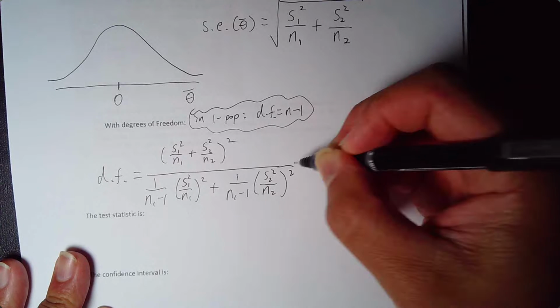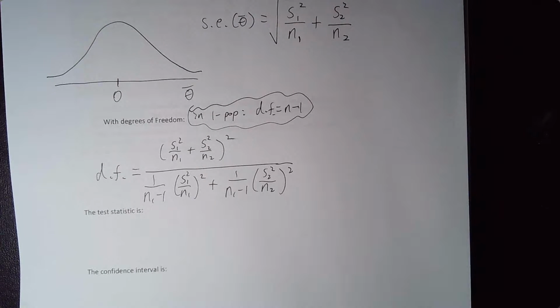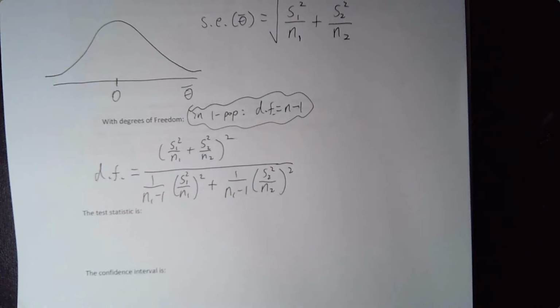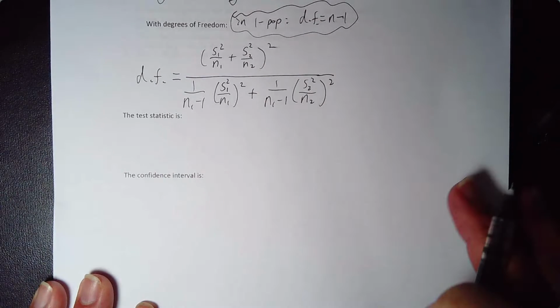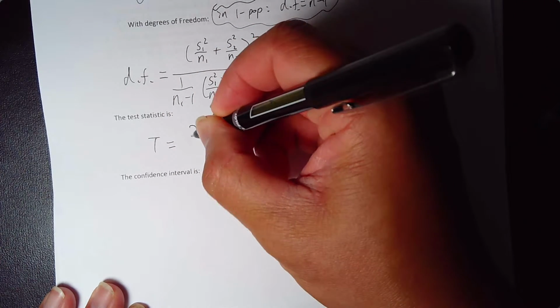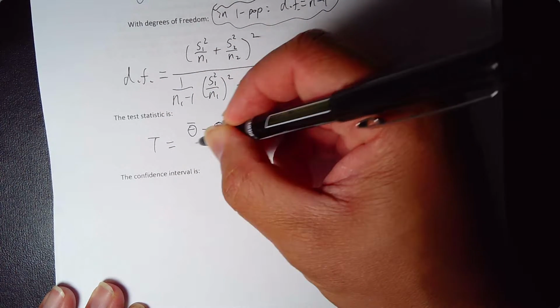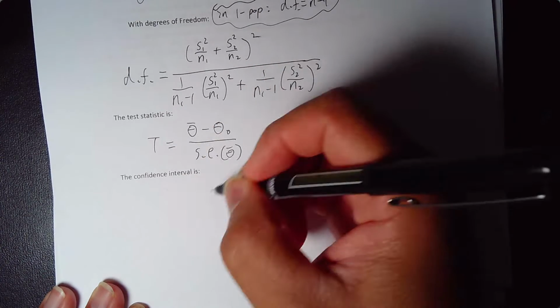And there, the big mess. All that just to get the degree of freedom. But we need this because with a t distribution, we need to know the degree of freedom, so we know the proper distribution to look up. After you get that done, the test statistic is the same as before. So I'll just copy it down here. Nothing much has changed. And the confidence interval, same as before.